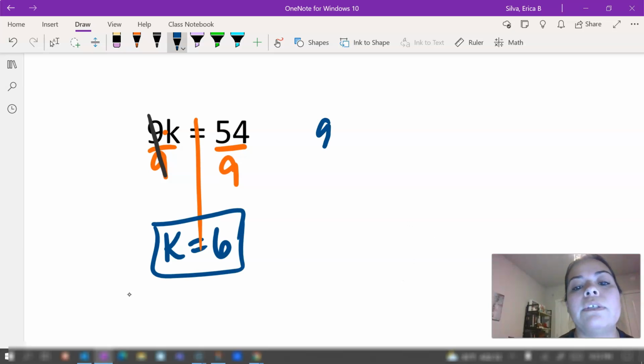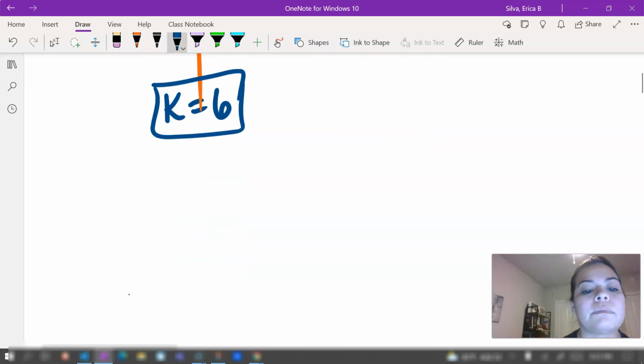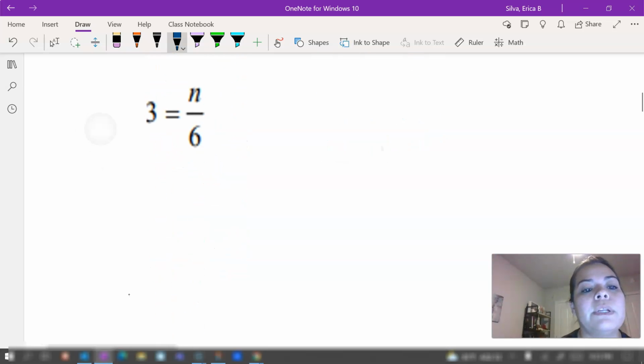Now, if we want to check our answer, we do 9 times whatever we got for k, which is 6, and 9 times 6 is 54. Let's look at the next one.